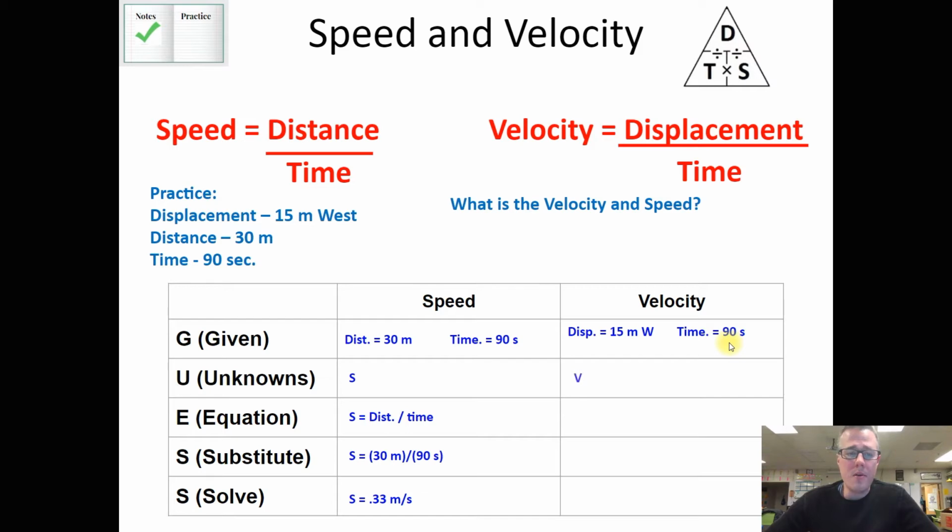So our unknown is our velocity. The equation, of course, is displacement divided by time. When we substitute, we're going to put in our 15 for the displacement, and it's the same trip, so it's the same time of 90 seconds. So 15 meters west divided by our 90 seconds. When I punch that into the calculator, I get 0.25 meters per second, but this one has a direction. So because our displacement was to the west, our velocity is to the west. 0.25 meters per second to the west.